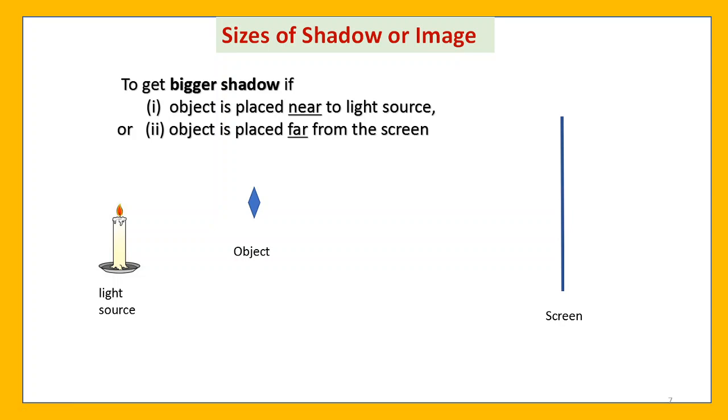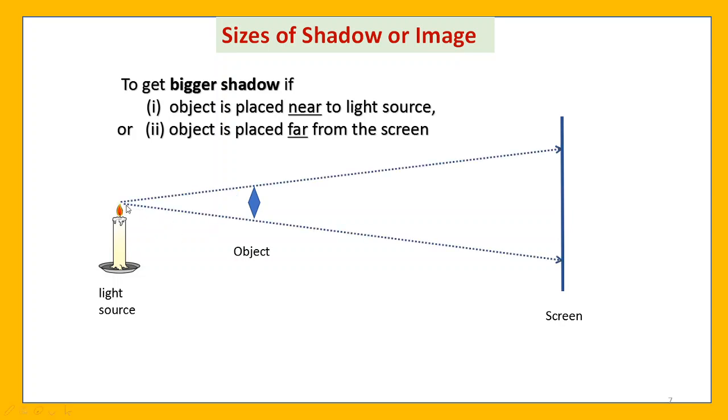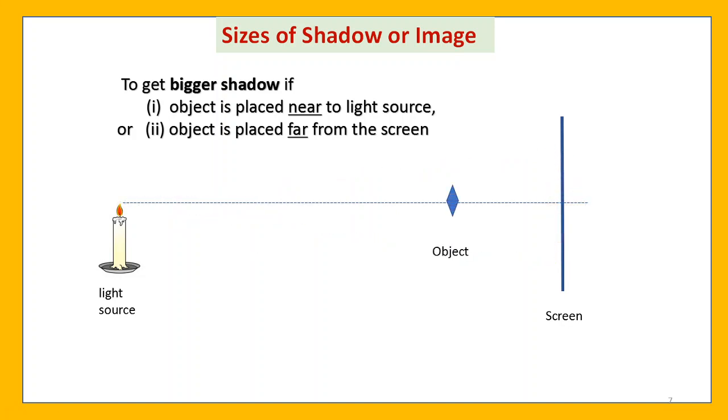Now we start from the spot of the light source and we draw two lines to show that this is the light travelling outwards, and we touch the edge of the diamond shape of the object. Therefore, we will be able to see the image is enlarged. Now I move the diamond object near to the screen. Similarly, starting from the spot of light, we draw two rays of light passing through the object. Then you will be able to see the image become smaller. This way of drawing, you will be able to see whether the image, or we call shadow, is bigger or smaller.